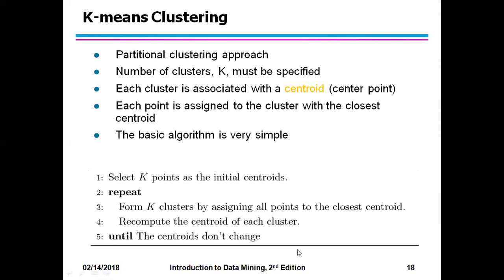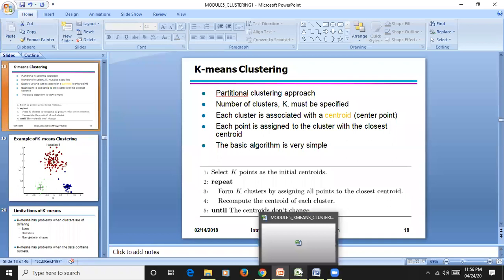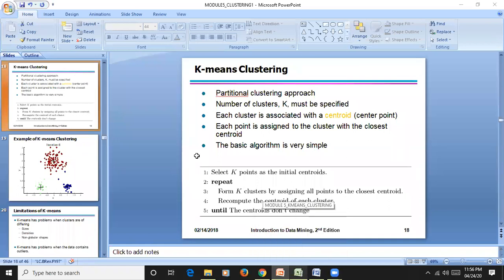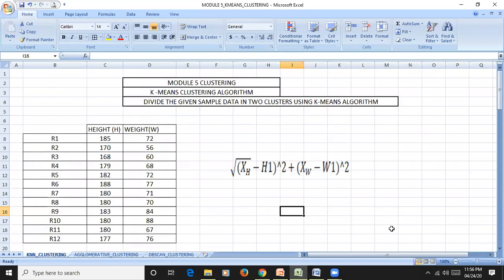Let me now take an example and explain k-means clustering. You can see this particular example. I hope everyone can view it. Usually they give an input here and say: divide the given sample data into two clusters using the k-means algorithm. So they have given you data, that is height and weight, and they have asked you to divide them into two clusters.